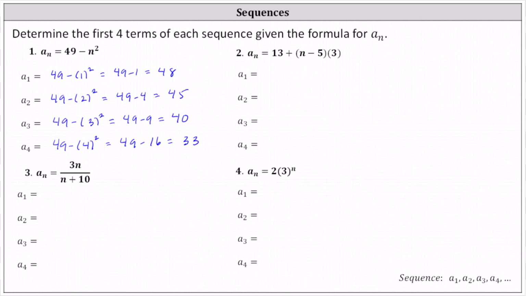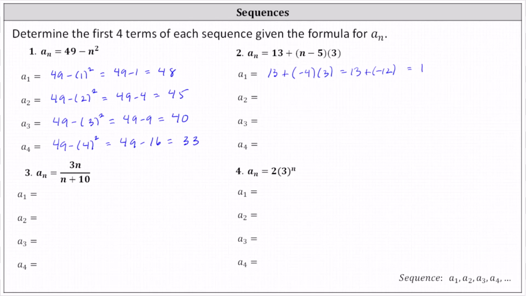For number 2, a sub n equals 13 plus the quantity n minus 5 times 3. To determine a sub 1, we substitute 1 for n. A sub 1 equals 13 plus, notice inside the parentheses, we have 1 minus 5, which is negative 4, and then times 3. Following the order of operations, we multiply before we add. Negative 4 times 3 is negative 12. 13 plus negative 12 equals positive 1.